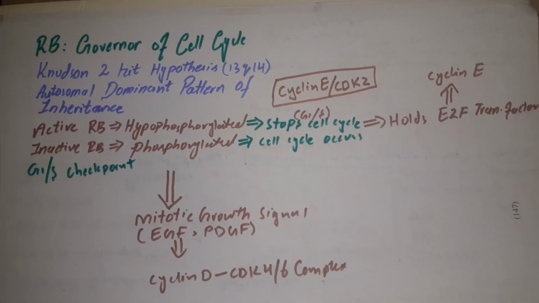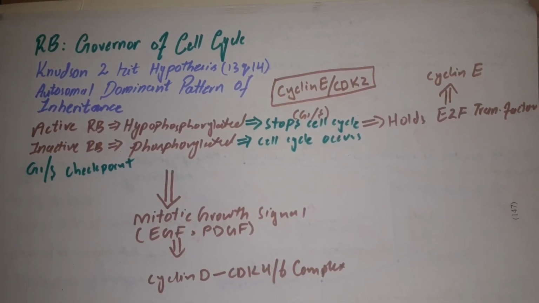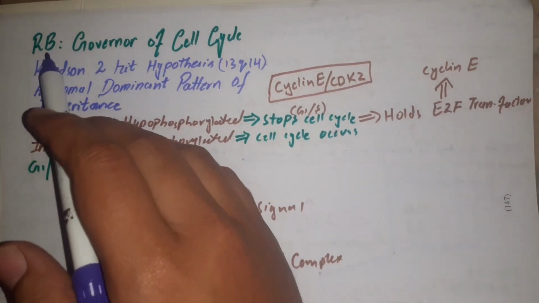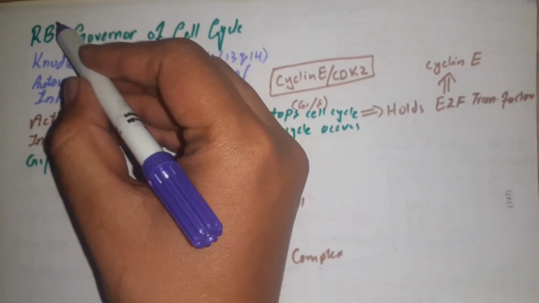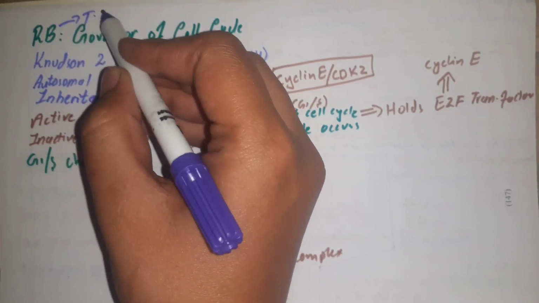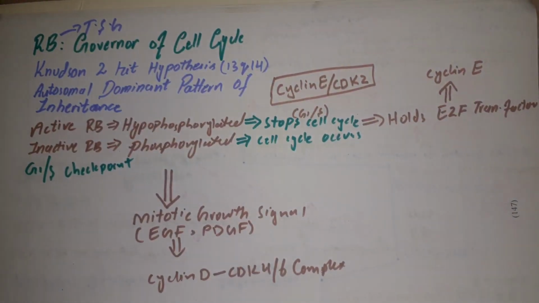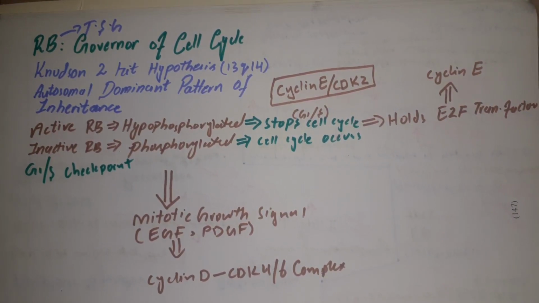Hi there, in this video we are going to discuss the retinoblastoma gene, or the governor of the cell cycle. Previously, in the hallmarks of cancer, we discussed that cancer cells or tumors become insensitive to growth inhibitory signals. Retinoblastoma is basically a tumor suppressor gene, or you can say it provides growth inhibitory signals to the cells. However, the cancer cell becomes insensitive to retinoblastoma.